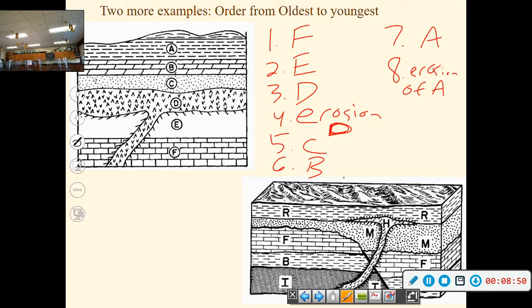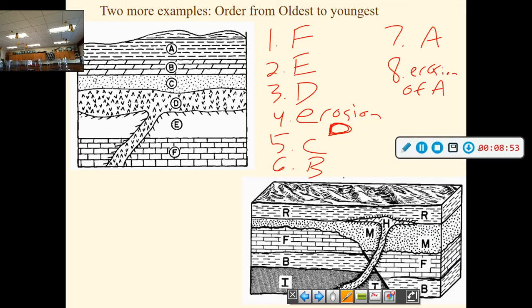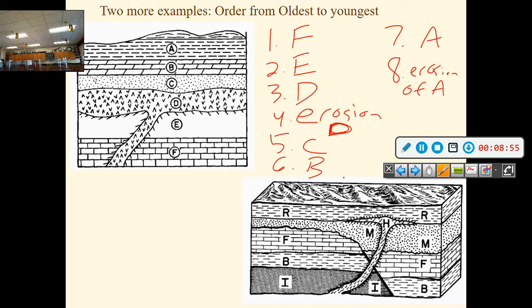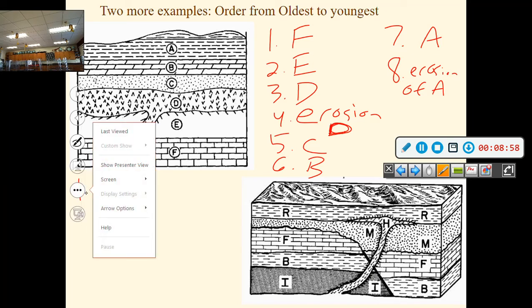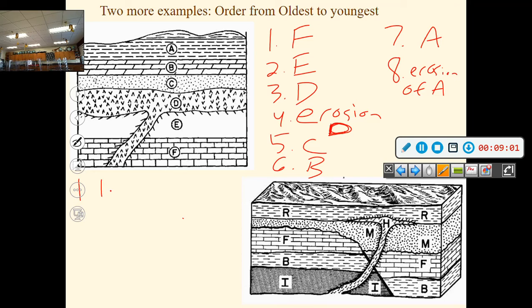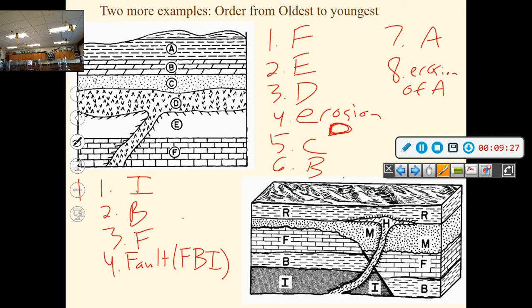All right, and then down the bottom, a fairly complex one. All right, so starting from the bottom again. Sorry about that. Okay, number 1 is going to be I. 2 is going to be B. 3 is going to be F. And then, next one is going to be fault. FBI. I think someone was trying to be funny on that one. Number 5 is going to be the erosion of F.